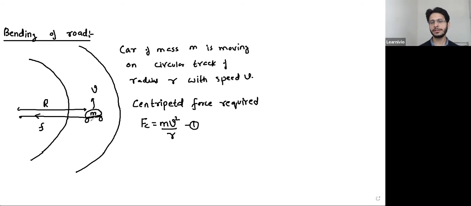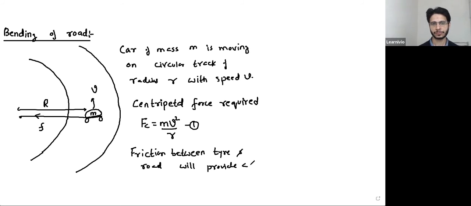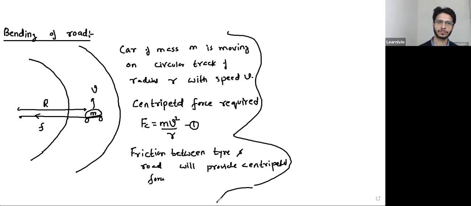Now, can you tell me who can provide the centripetal force? Friction between the tire and the road will provide the centripetal force. So you can write that frictional force as mu N.